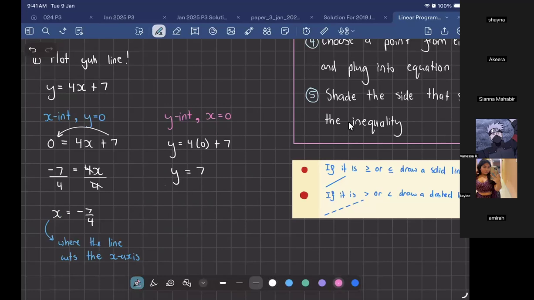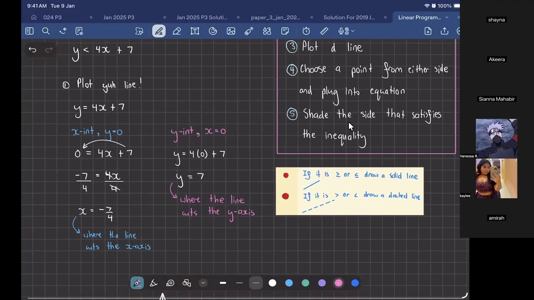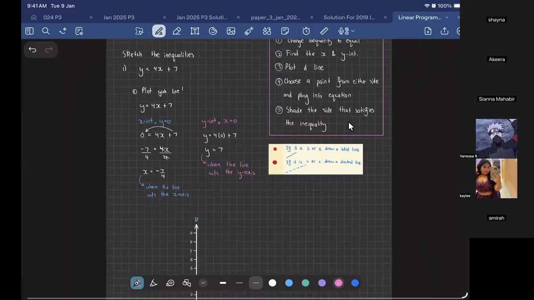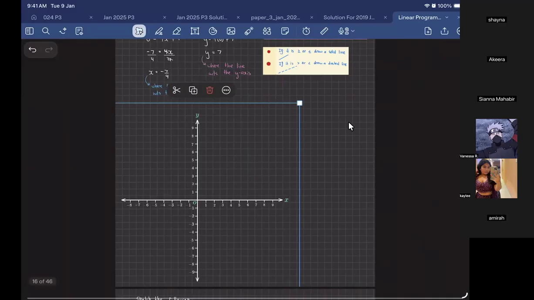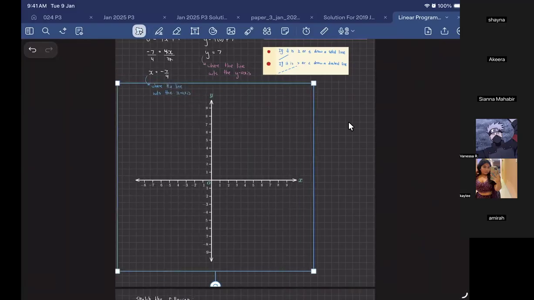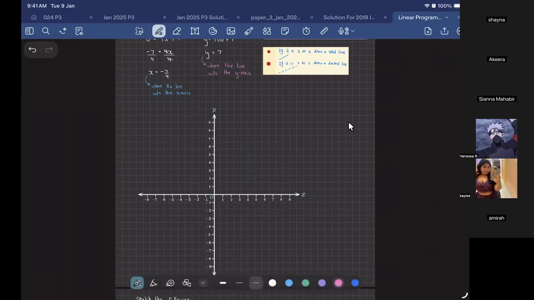Take a guess. What do you think this tells us? Where the line cuts the y-axis. Exactly. That's good. All right. So let's actually try to plot this now.